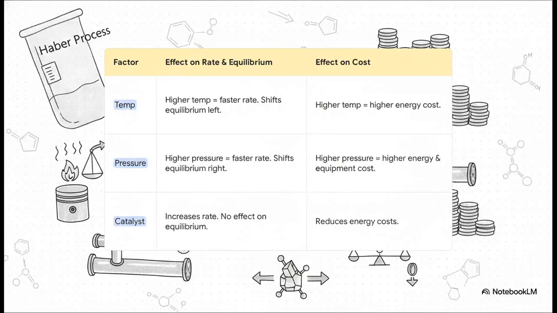Now, this table is gold. This is what the mark scheme calls indicative content. It's not a checklist where you have to say these exact words, but it shows the examiner the kind of things a great answer should have. You need to talk about temperature, pressure, and the catalyst, and for each one, you've got to consider how it affects the speed of the reaction, where the equilibrium lies, and of course, the cost.